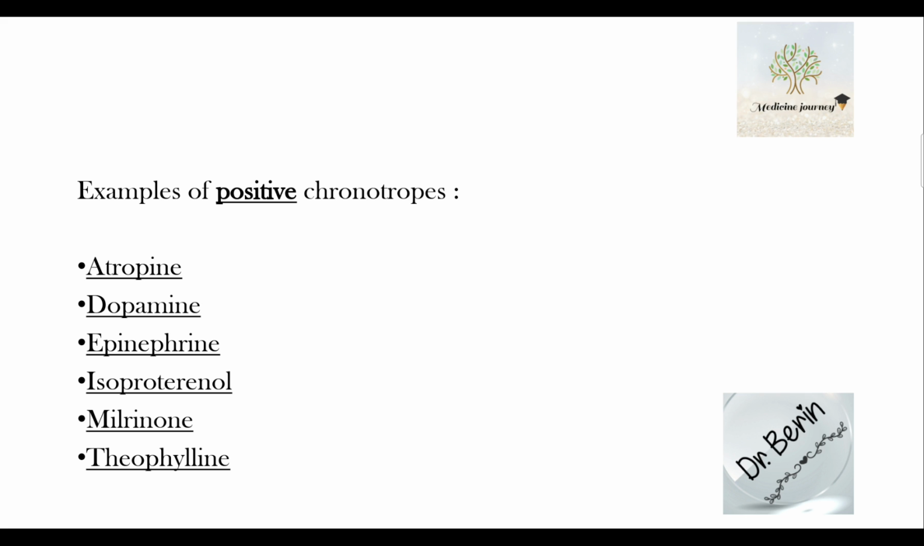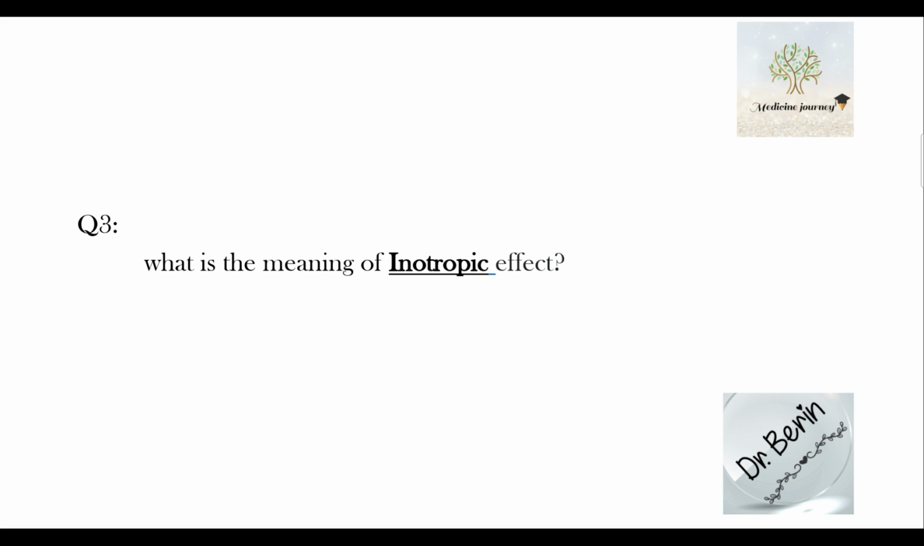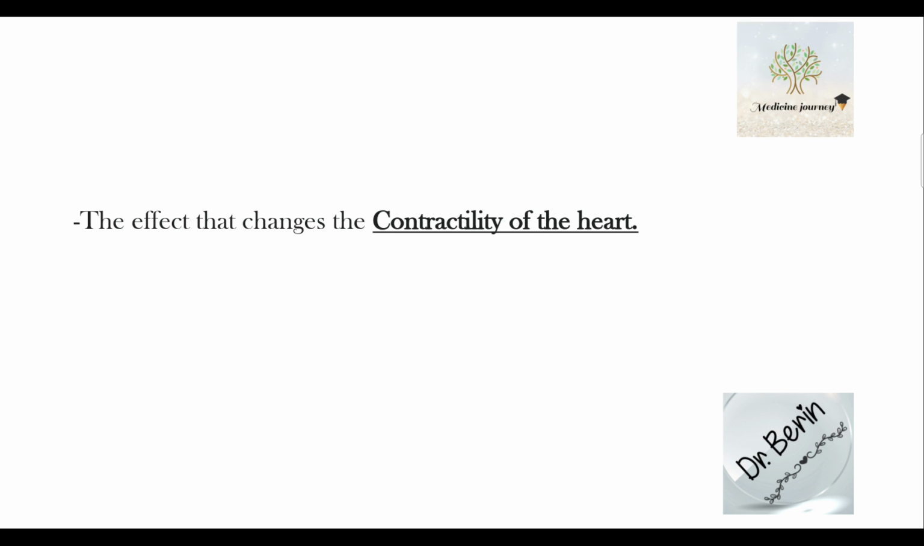Now, the opposite, some examples of positive chronotropes, we have atropine, we have dopamine, epinephrine, isoproterenol, milrinone, and theophylline. So these medications increase the heart rate. Another medical term, what's the meaning of inotropic effect? So inotropic effect means that change the contractility of the heart.